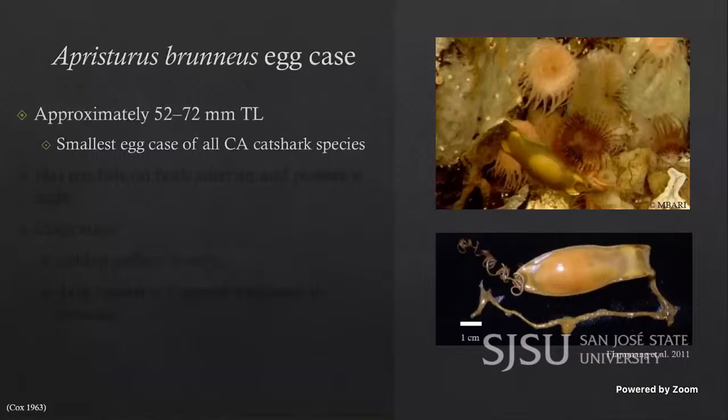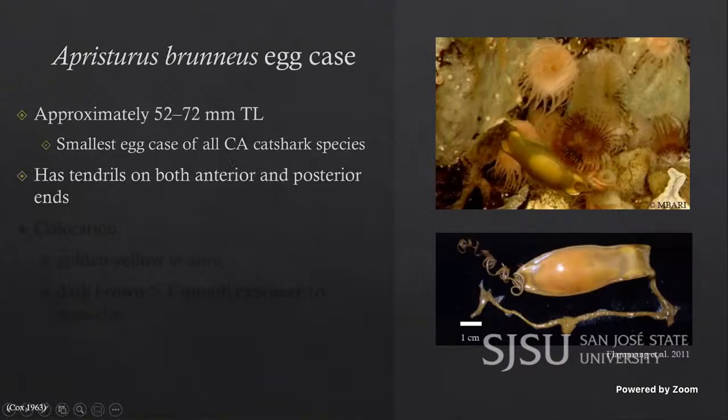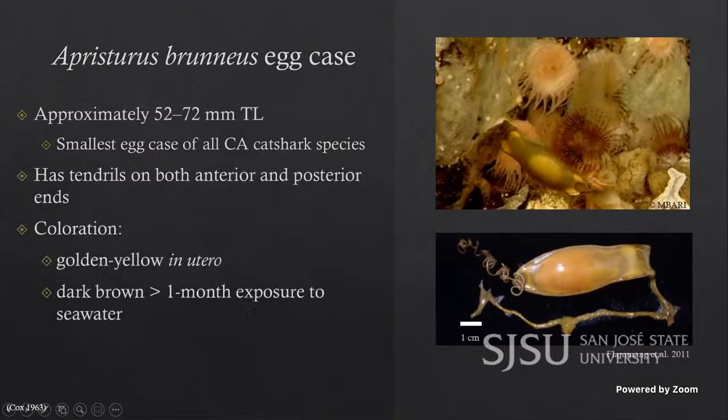Apristurus brunneus egg cases are approximately 52 to 72 millimeters total length. This makes them the smallest California cat shark species. Tendrils are found on both the anterior and posterior ends here. In coloration, they are bright golden yellow in utero and upon initial deposition, and after about a month of exposure to seawater, they start to turn a dark brown coloration.